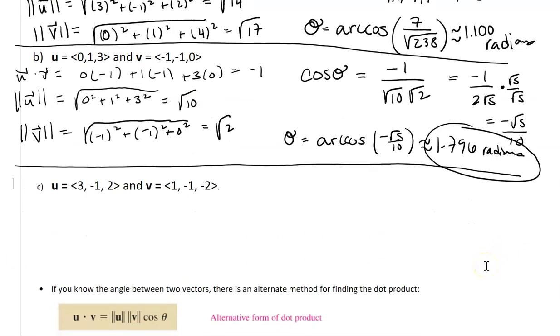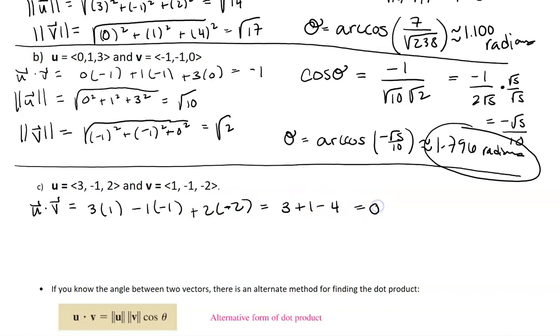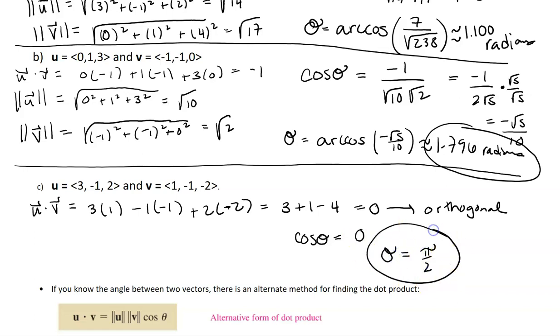Now for part C, we have u dot v equals 3 times 1 minus 1 times negative 1 plus 2 times negative 2, which gives me 3 plus 1 minus 4, which gives me 0. Now at this point, you can keep going and find the magnitude of u and the magnitude of v if you want to, but it's not going to do anything for you really, because if this is 0, we know that it's orthogonal. We know that cosine of theta is 0 over something. We don't know what that something is, but it's something. And of course theta is going to be pi over 2 for every orthogonal angle. So at that point you can stop.